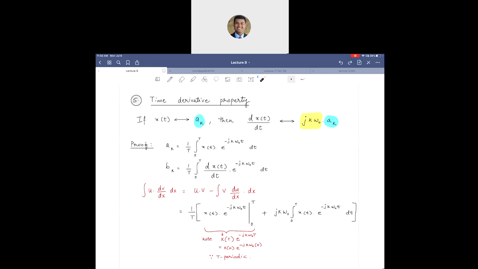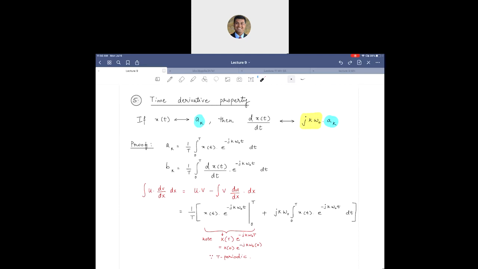Proof. a sub k are the Fourier series coefficients of x of t. So a sub k equals 1 over T integration from 0 to T x of t e to the minus j k omega naught t dt. Next, b sub k, the Fourier series coefficients of the derivative of x of t, is 1 over T integration 0 to T d over dt of x of t, the derivative of x of t, e to the minus j k omega naught t dt, which is the formula for finding the Fourier series coefficients.